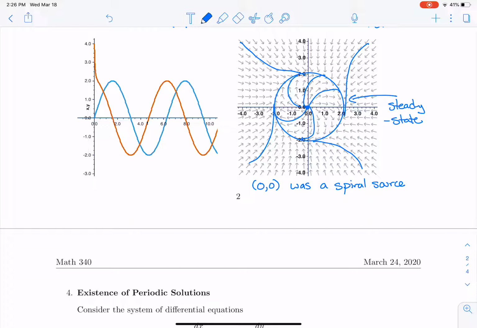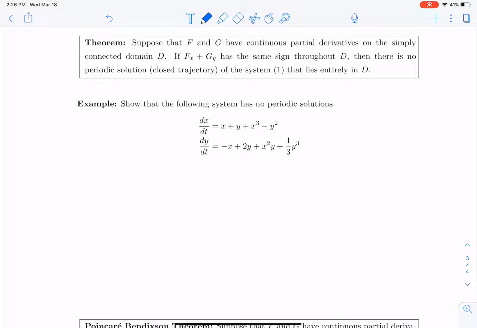It says, suppose that f and g have continuous partial derivatives on that simply connected domain D. If f_x plus g_y, so that's the x derivative of f and the y derivative of g, that would actually be the divergence of the vector field (f, g), has the same sign throughout our domain D, then there's no periodic solution of the system 1 that lies entirely in that domain. So we're going to look at a system that we believe has no periodic solutions.